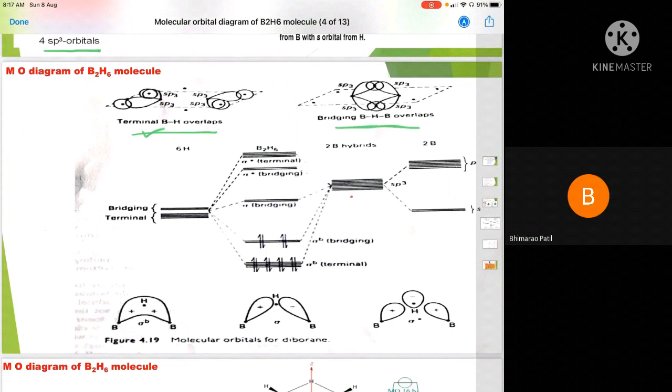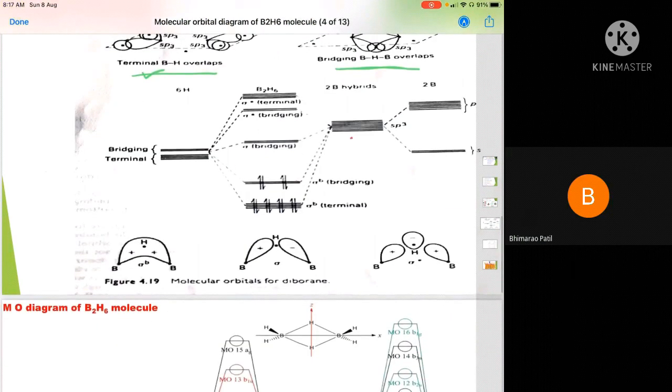By considering that, if you want to draw the molecular orbital diagram, then how is it? That's shown in this figure. Here you see on your right-hand side, that's shown the hybrid and atomic orbitals of the two boron atoms, and on the left-hand side, that is the terminal and bridging atomic orbitals of the 6 hydrogen atoms.